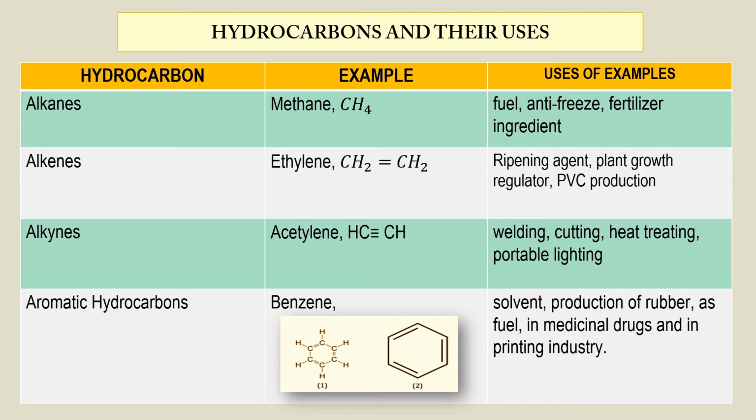The last type are the aromatic hydrocarbons, which can be formed by closed chain, just like in benzene, which can be used as a solvent for production of rubber, as fuel, in medicinal drugs, and in printing industry.